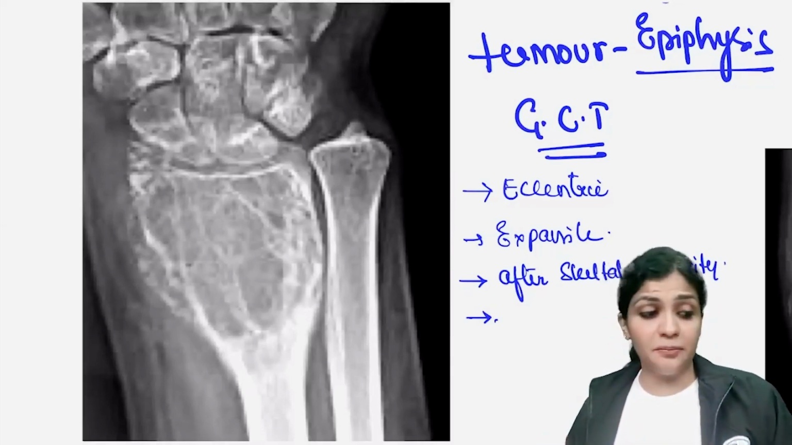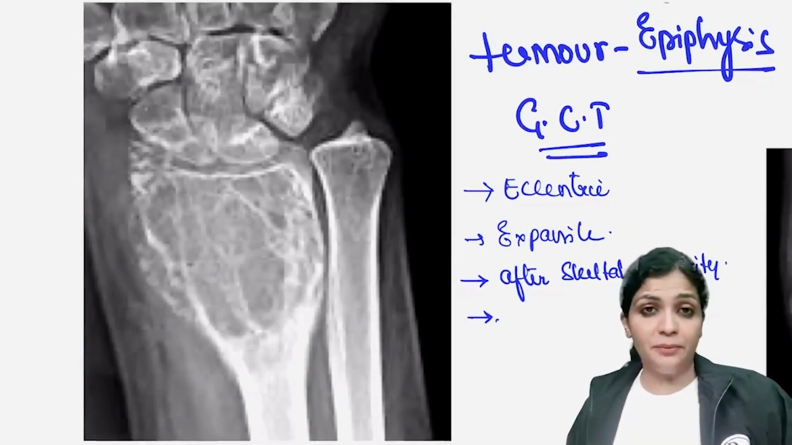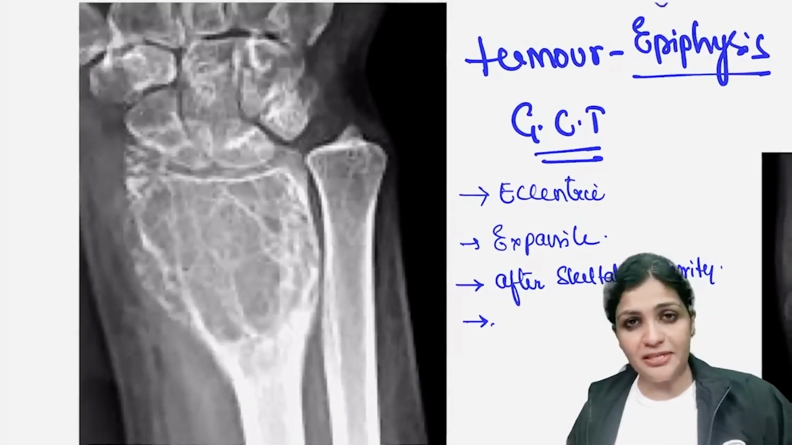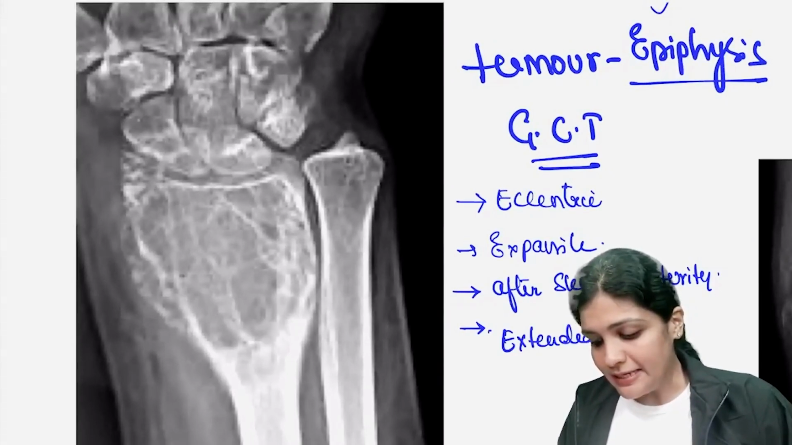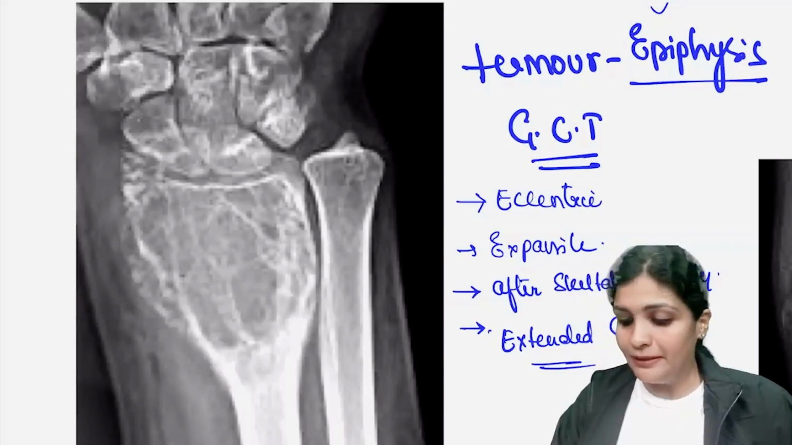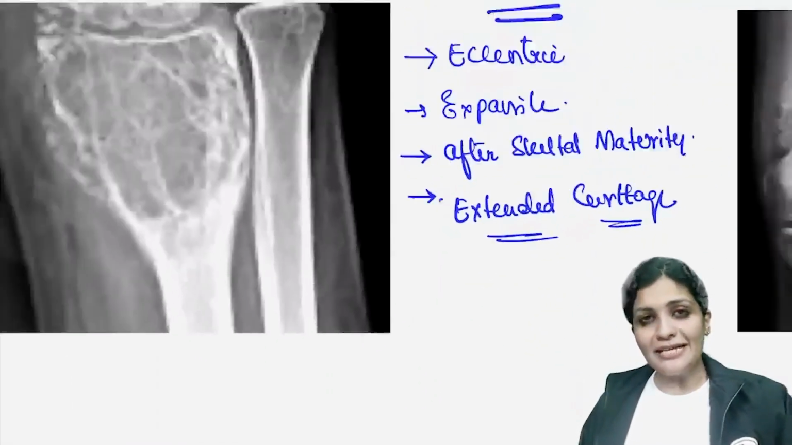And then what is the treatment of this? The important thing is the treatment of the GCT. So how do you treat the GCT? This is called extended curettage. What do you mean by extended curettage? So what is actually curettage?